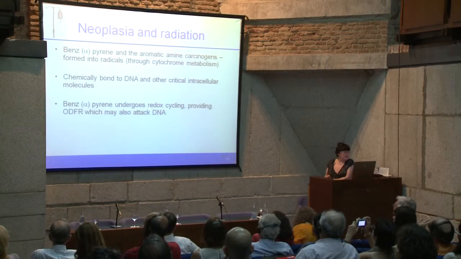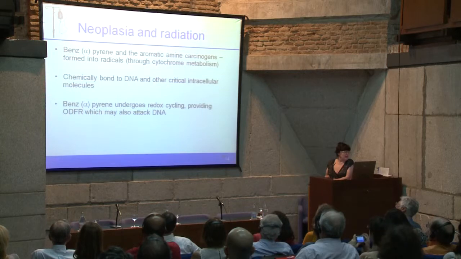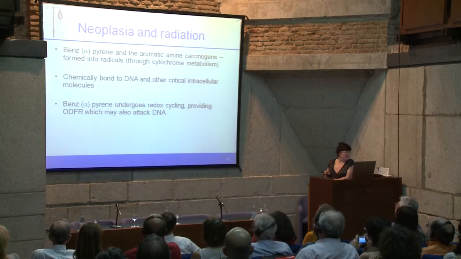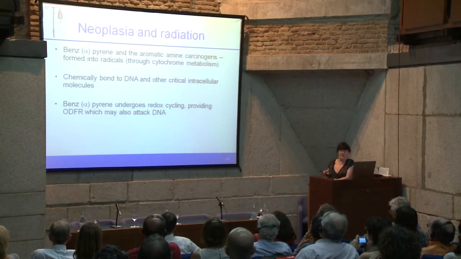So just to consider neoplasia and radiation, benzopyrene and the aromatic amine carcinogens can be formed into radicals through cytochrome metabolism. The chemical bonds to DNA and other critical intracellular molecules can occur, and benzopyrene undergoes redox cycling, which will provide the oxygen-derived free radicals, which can attack DNA.